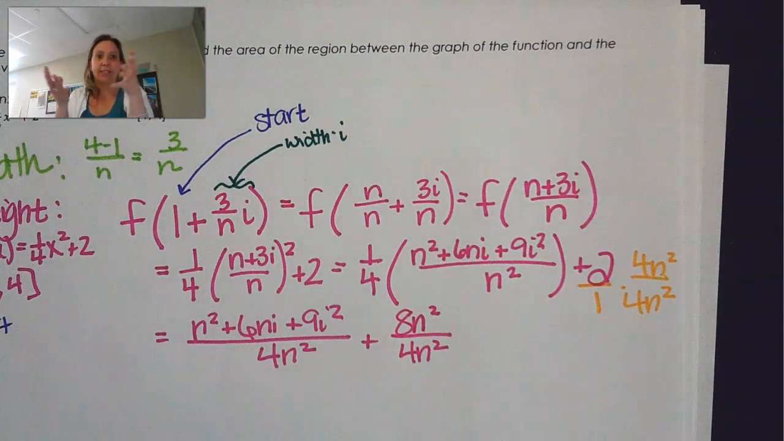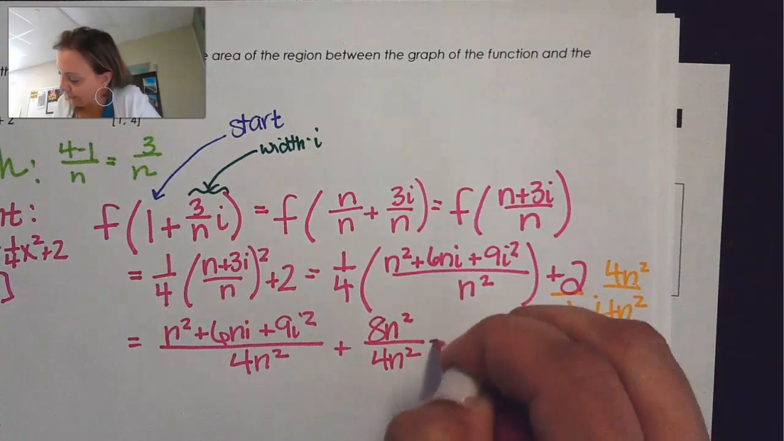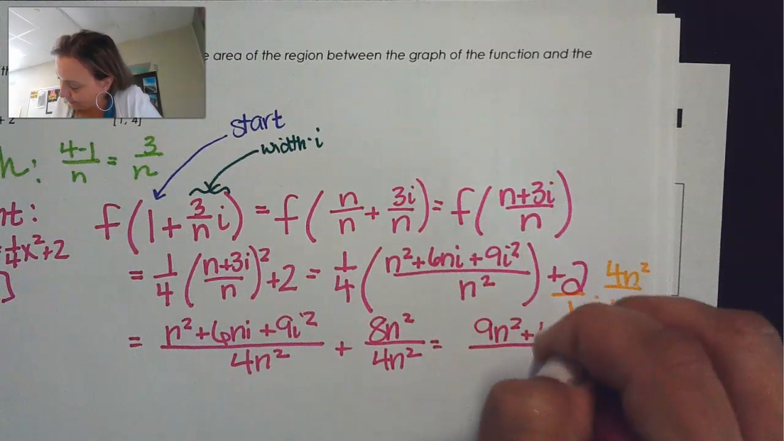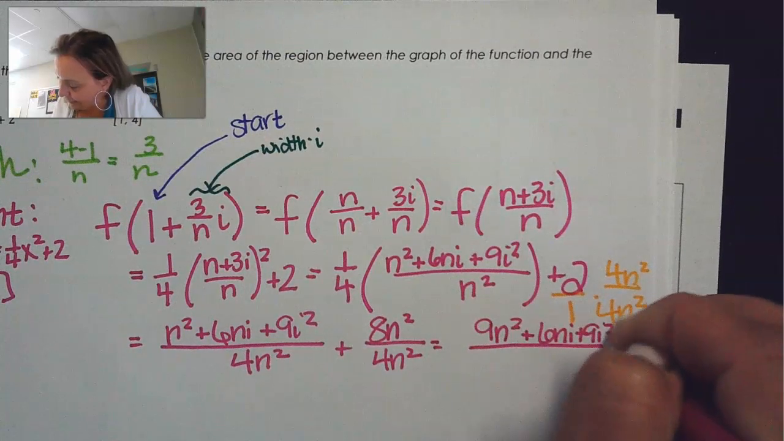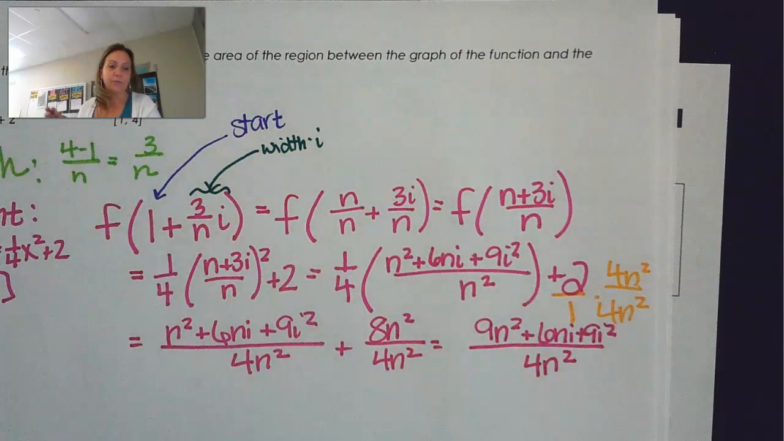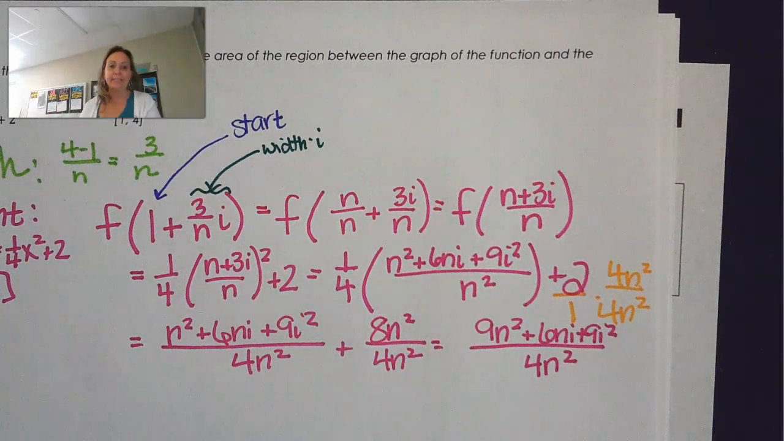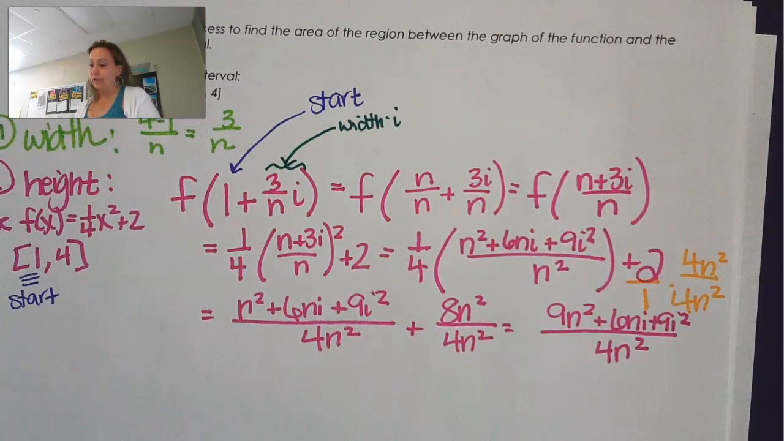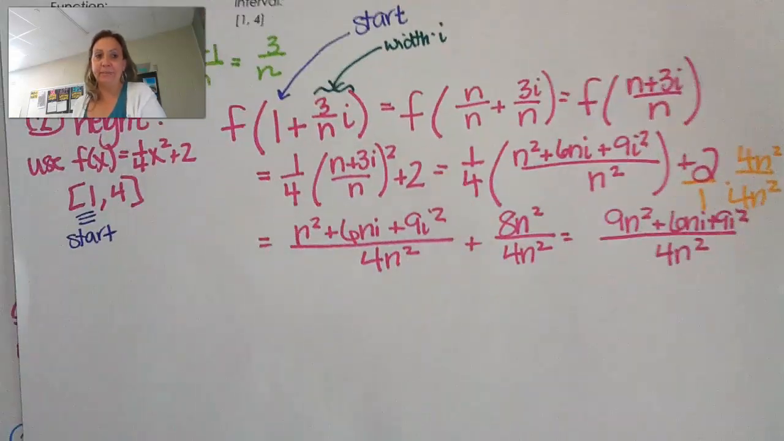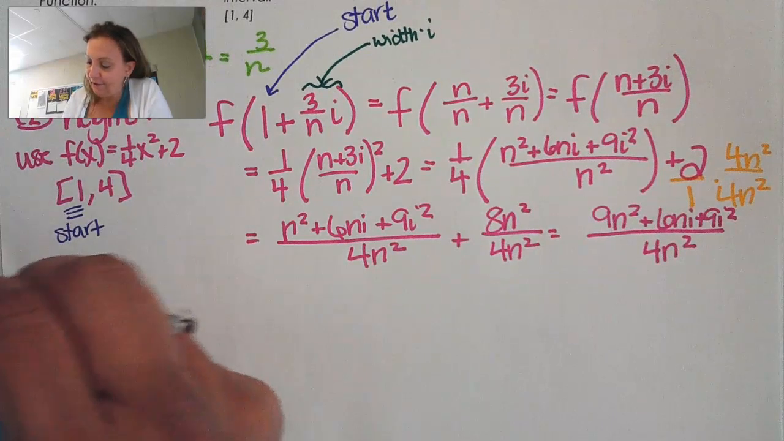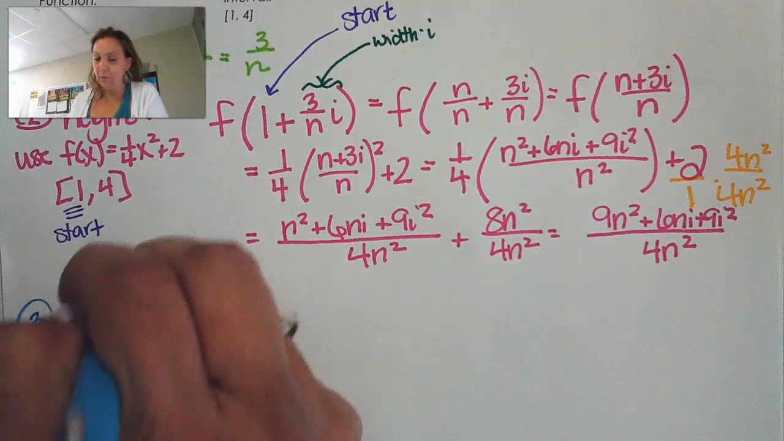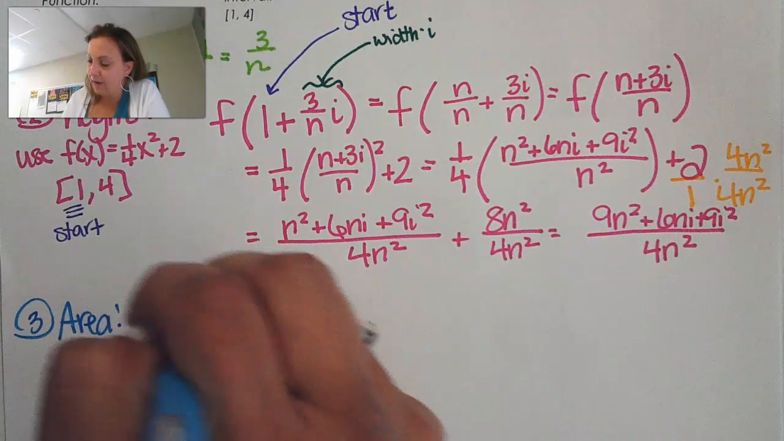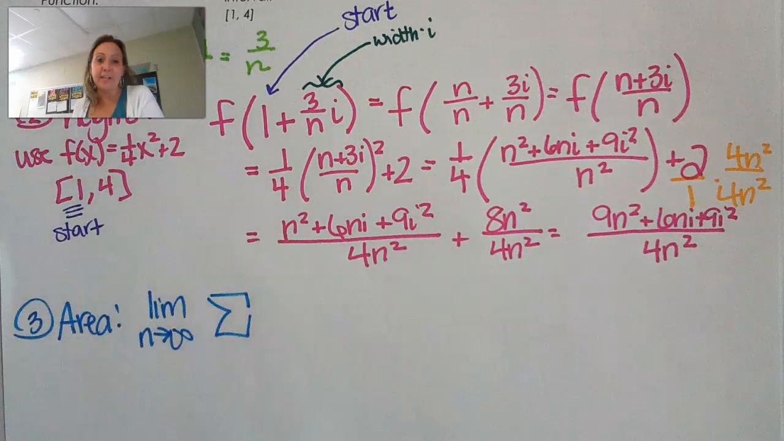So again, this is all just adding rational expressions together, and we end up with 9n squared plus 6ni plus 9i squared all over 4n squared, okay? So again, this represents our height. And so now our goal is to find the area, okay? So again, for our area, we're going to take the limit of this sum as n approaches infinity.